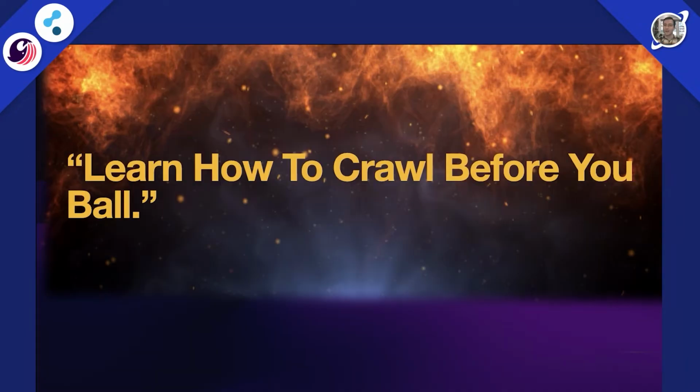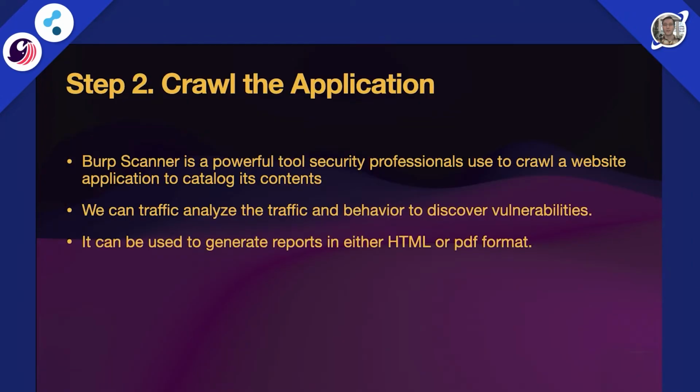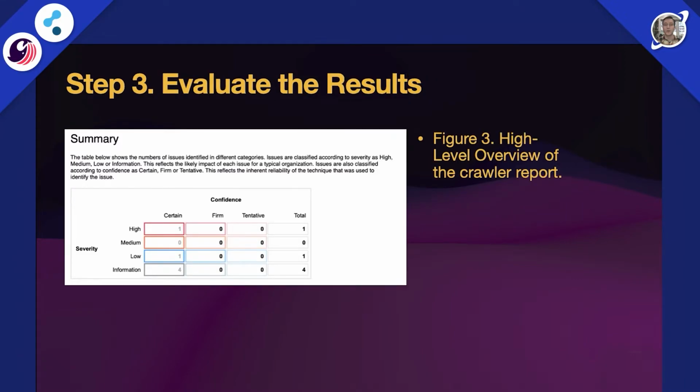But guess what? You gotta learn how to crawl before you ball. The Burp Suite Scanner is an effective tool that will allow us to crawl an application so that we can define the scope of our penetration test. We can download a PDF report generated from the Burp Suite Scanner that will allow us to examine what is wrong with our application. It will provide us with the specific details that are necessary for conducting a proper penetration test, and then simply just use these findings and give them to upper management to support your claims.